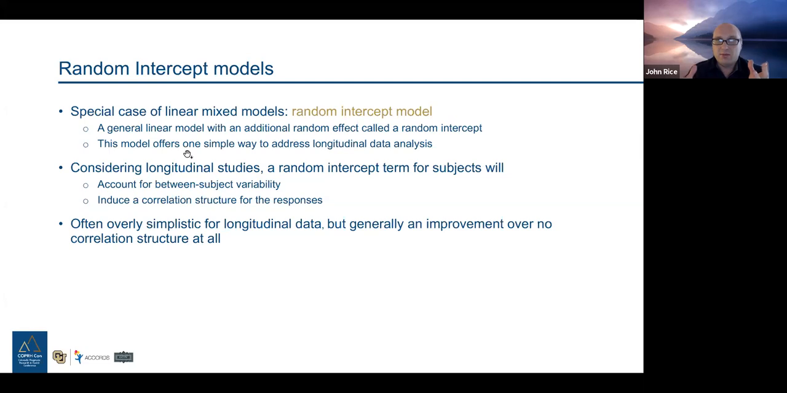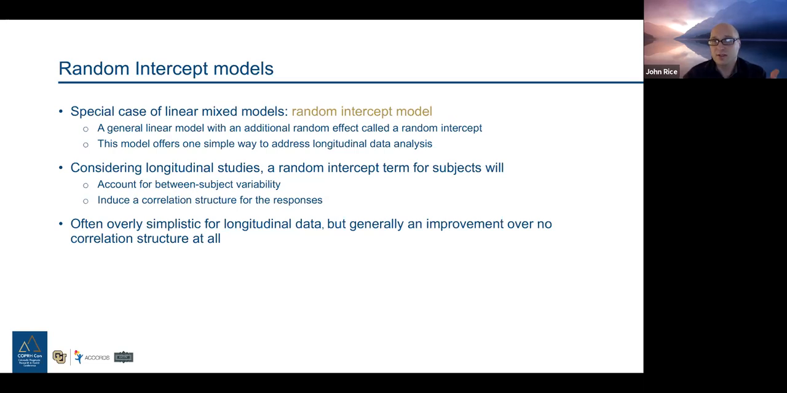So random effects models can be thought of as random intercept models and then random slope models. The special case is the random intercept model. That's just adding a single random effect to the model, which is basically a single random value for each cluster that you then estimate the variance of across clusters. And this is not necessarily going to address issues of correlation over time.